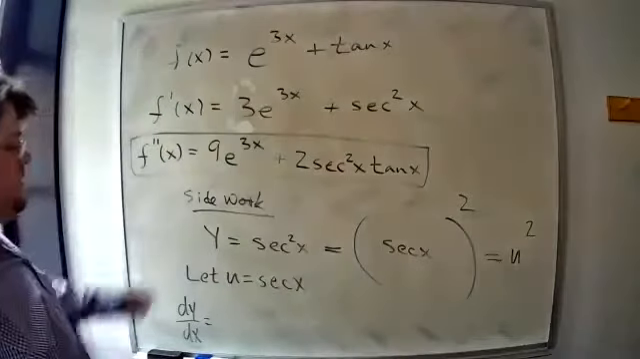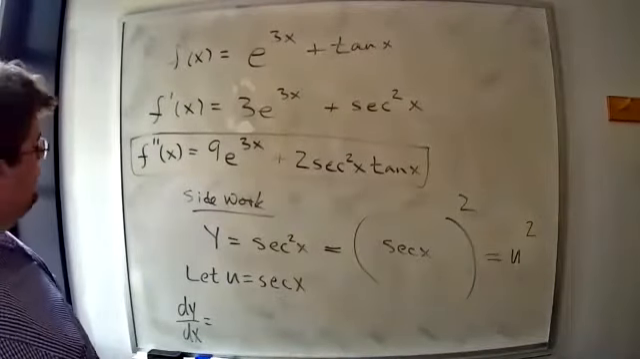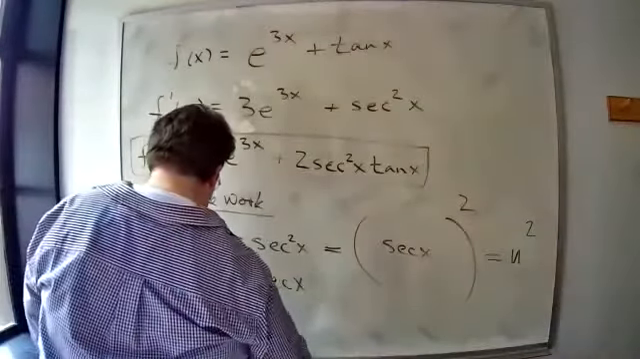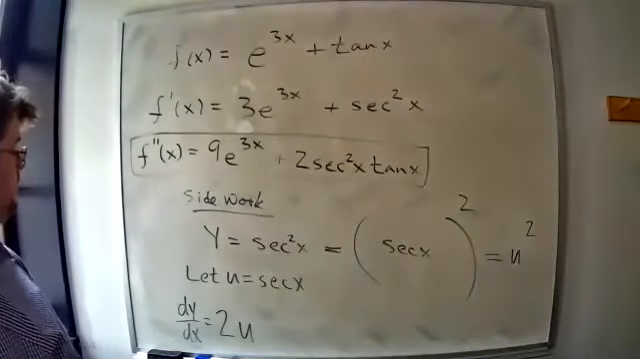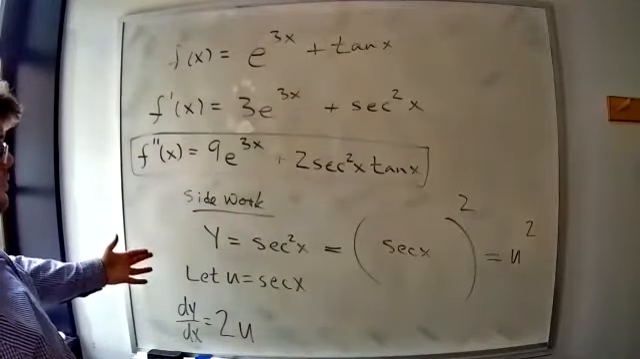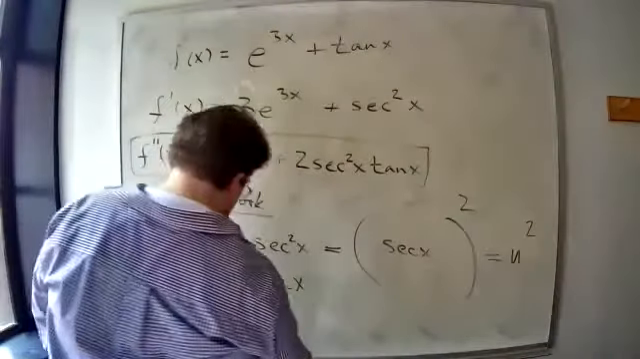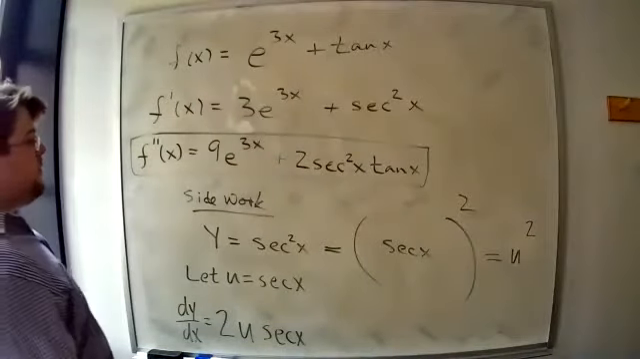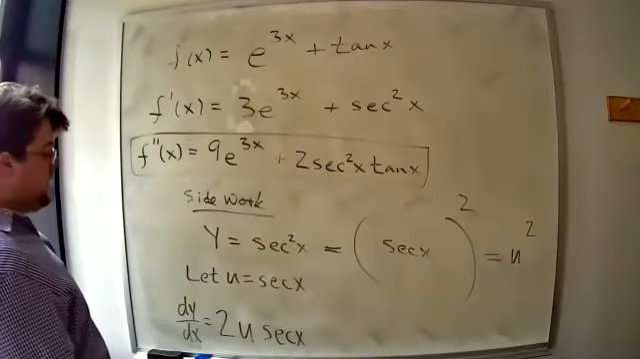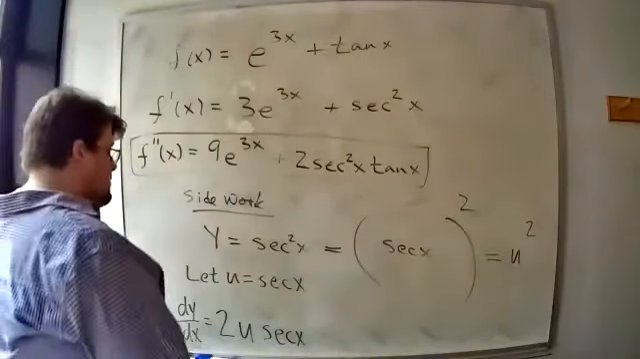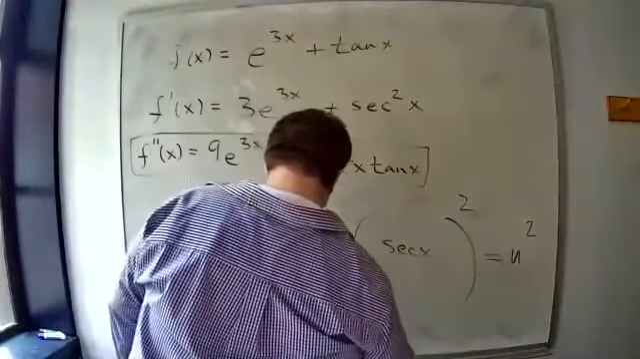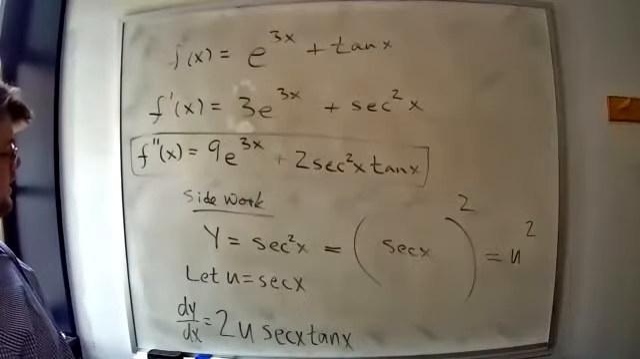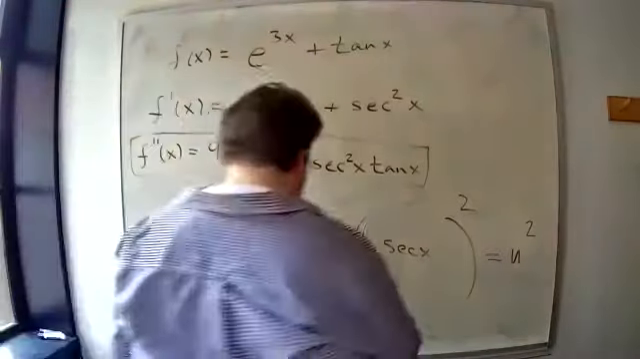Now dy du, what's that? The derivative of u squared with respect to u is 2u to the first, so 2u. We'll get rid of u in a moment. So dy du is 2u. What's du dx? Well, u is secant of x. The derivative of secant, which we haven't seen yet today, is secant x times tangent x. So we have dy dx equals 2u secant x tangent x, where u equals secant x.